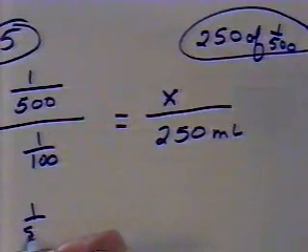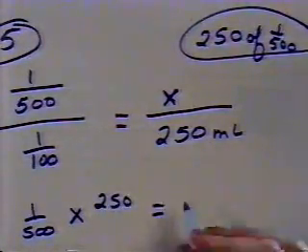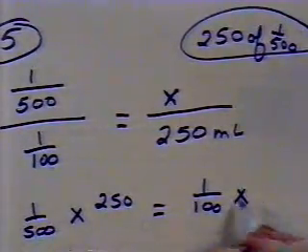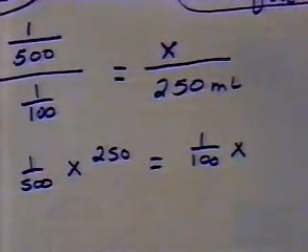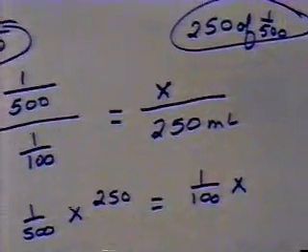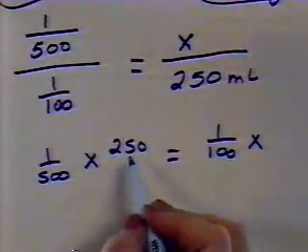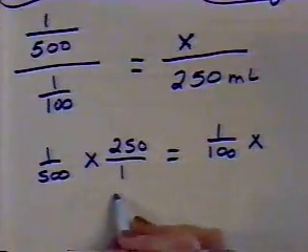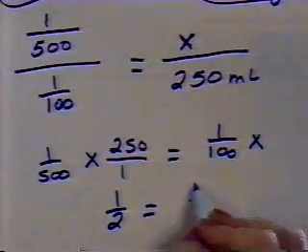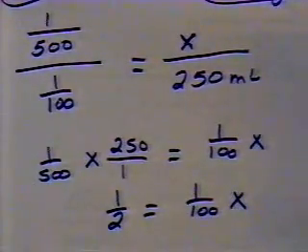So I have 1 to 500 times 250 equals 1 to 100X. Now, since your answers are going to be decimals, if you want to, you can go ahead and take this as a decimal, or you can work it as a fraction. This is 250 over 1. 250 and 500 reduced to 1/2. Or again, if you wanted to, if you take a decimal and put 0.5, that's okay too.